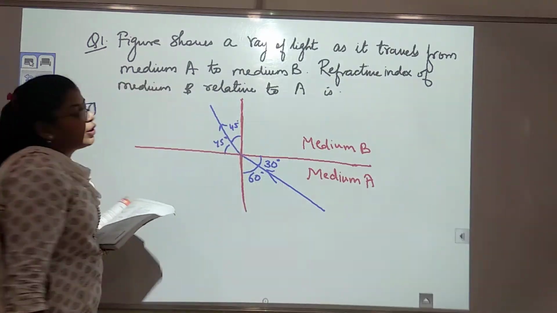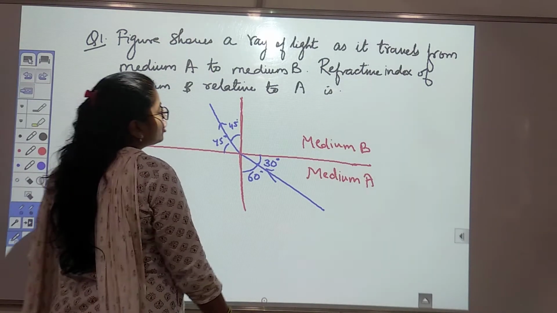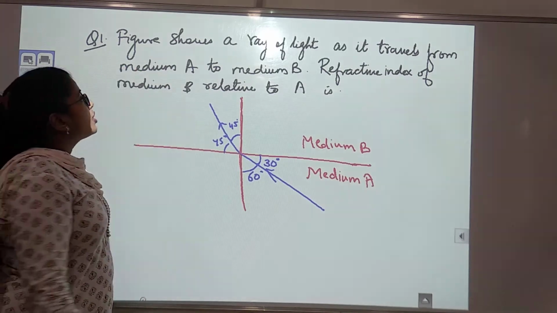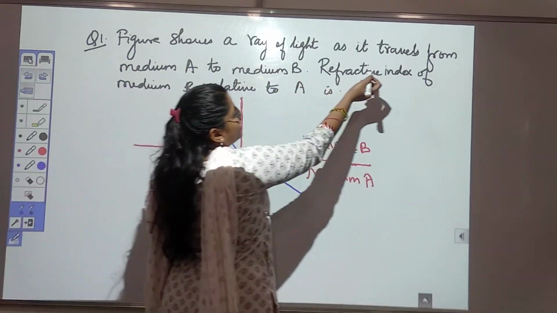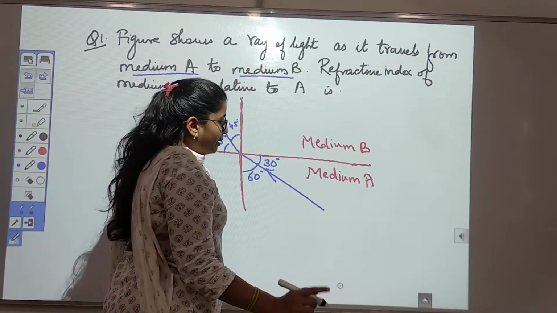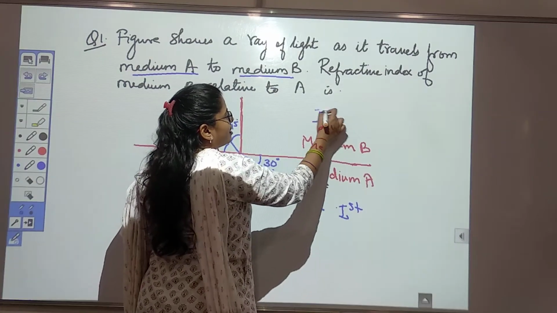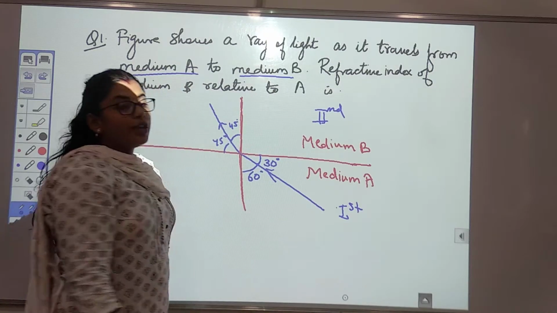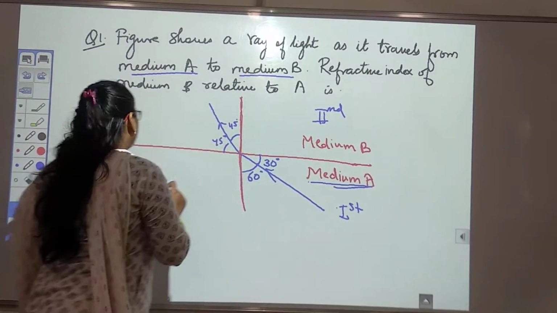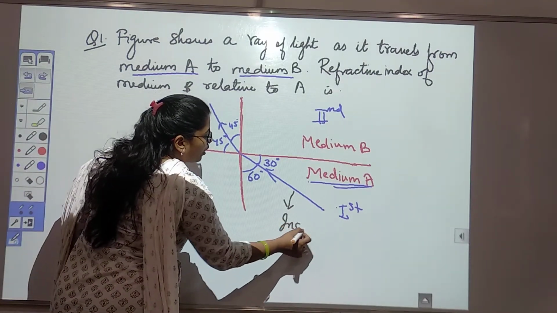First of all, you have to understand that light enters from which medium to which one. You can understand it from the question. It is given in the question that the figure shows light as it travels from medium A to medium B. It means that the first medium is medium A while the second medium is medium B. Now, which ray is the incident ray? The ray in medium A will be called the incident ray. What will you call the ray in medium A? Incident ray.